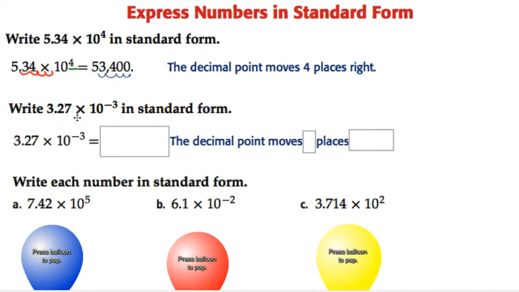How about this one? 3.27 times 10 to the minus 3. Well, the decimal point moves how many places? This number is a 3, so it's going to move 3 places, but this time it's negative, so that tells us the direction. It will be left. Okay, positive moves right, negative moves left. So we're going to start where we're at, and we're going to go left 3 places. 1, 2, and I'm going to run out of room, but we're going to go 3. Okay, so our number will be, from where we started, 0.00327.